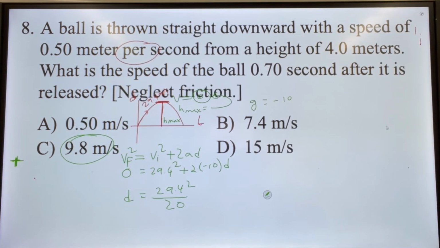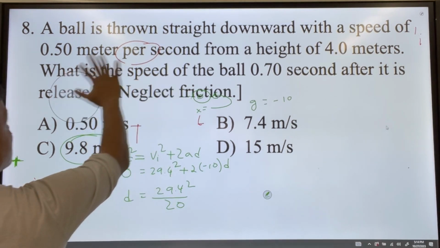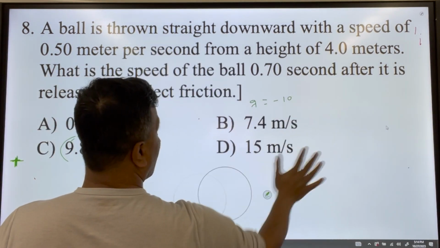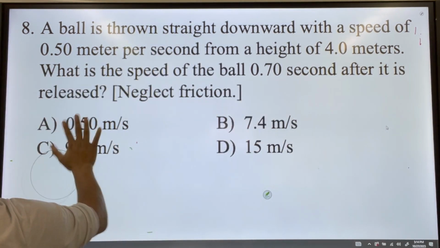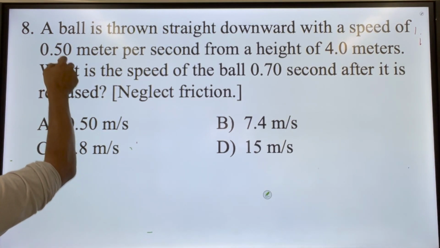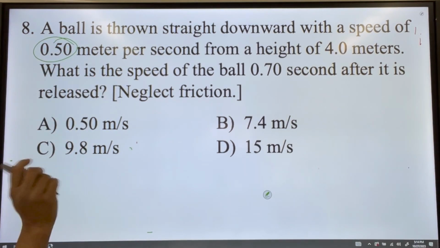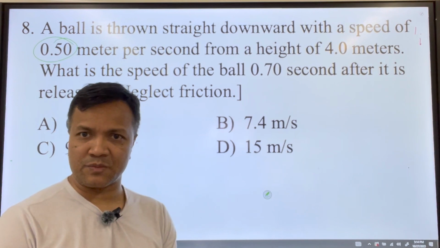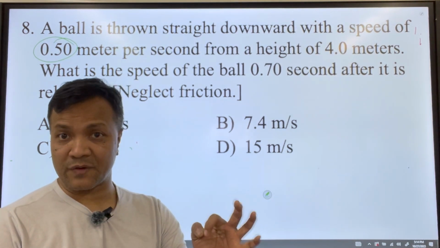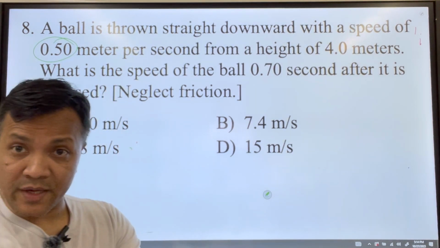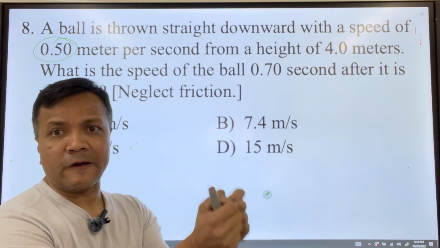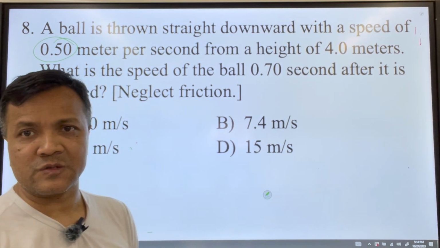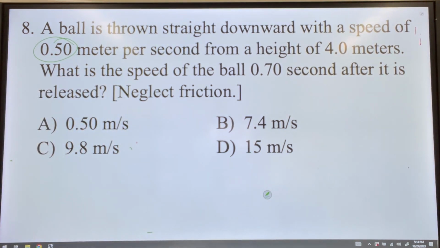So problem number 8. Now you throw down the ball at 0.5 meters per second, right? This time, since you throw down, it's going to take less time, because it's not a free fall, but it's throwing down. So there is some initial velocity, so it's going to take less time. Good. Second, for a height of 4 meters, what is the speed of the ball?